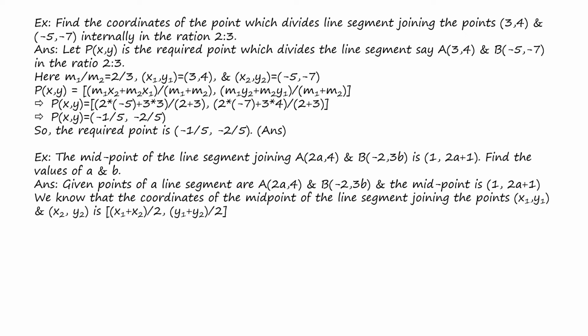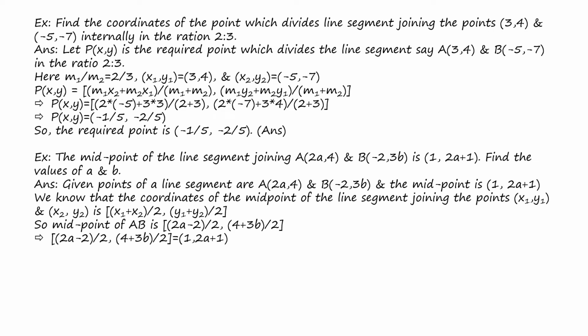(x1 plus x2) whole divided by 2, (y1 plus y2) whole divided by 2. So the midpoint of AB can be written as (2a minus 2) whole divided by 2, (4 plus 3b) whole divided by 2, equals (1, 2a plus 1).